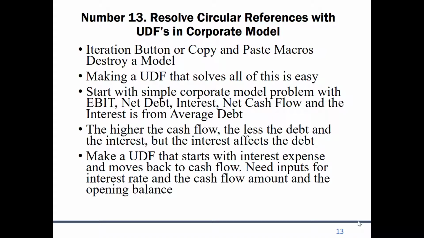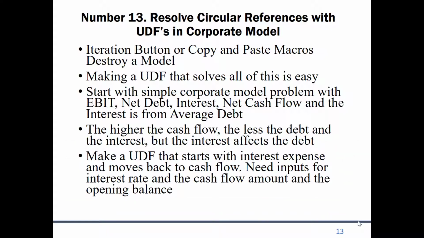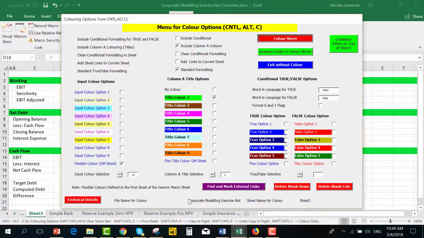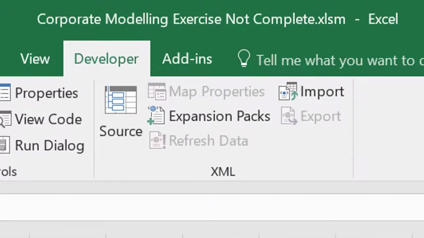Making a UDF, you're going to start at the back with interest, which was what's causing you the circular reference, and then you're going to work through the Excel equations and get back to where you started. Let's show you a file named Corporate Modeling Exercise that you'll find on the disk. You'll find it in the backpack section of the videos.